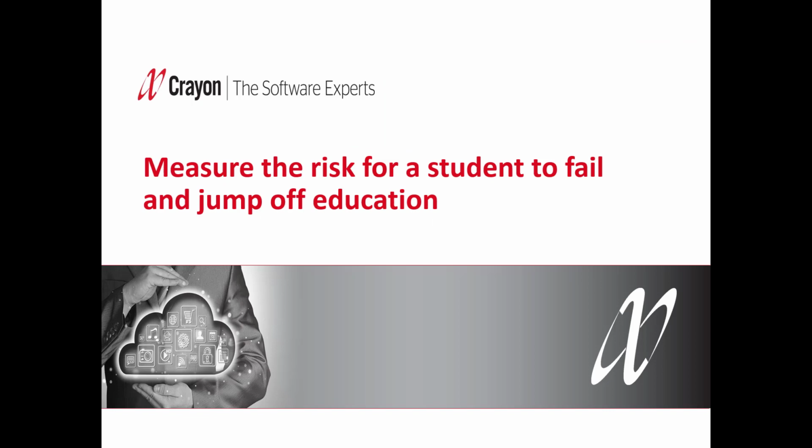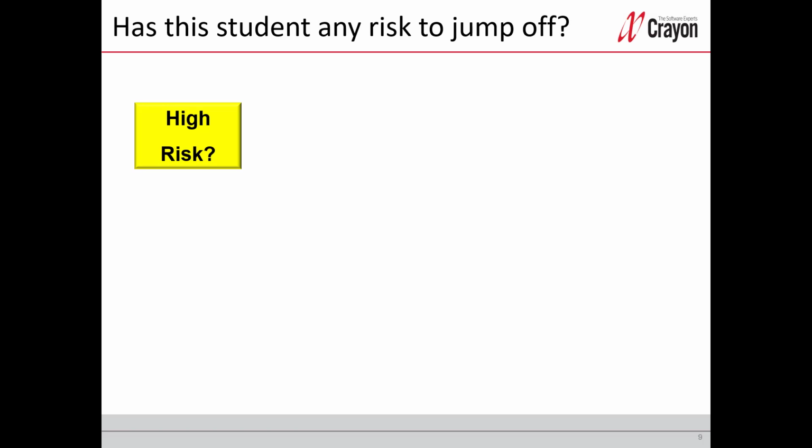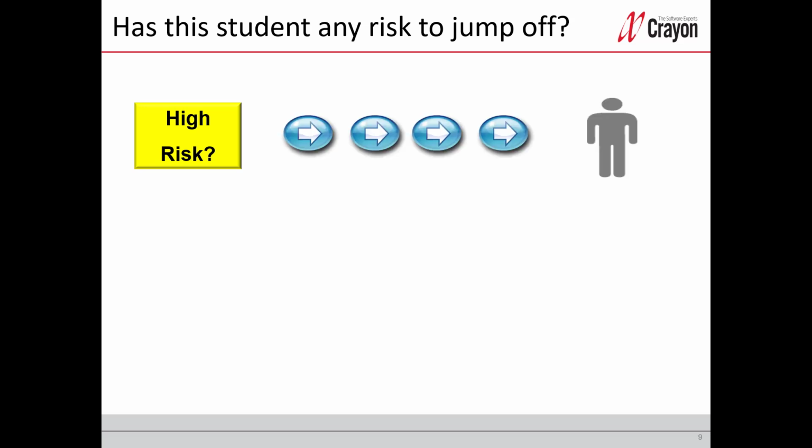Then measure the risk for a student to fail and jump off education. That's very expensive for a school. So first, we want to know if there is a high risk for a special student to jump off the education. So I wonder, what is the risk for this student to jump off? That's the question I want to predict.